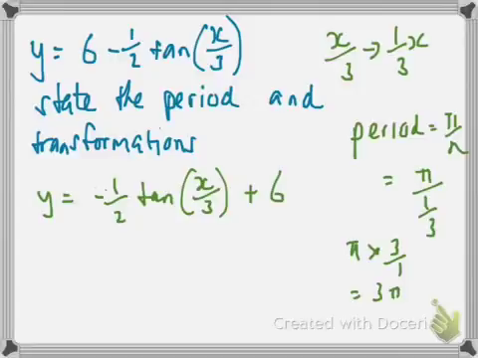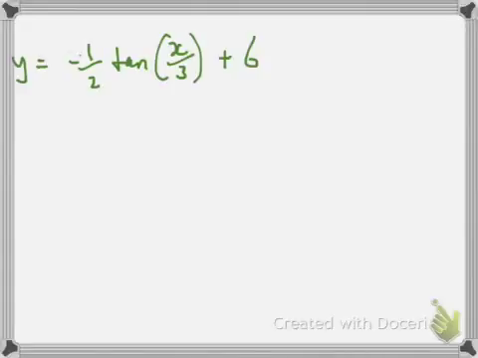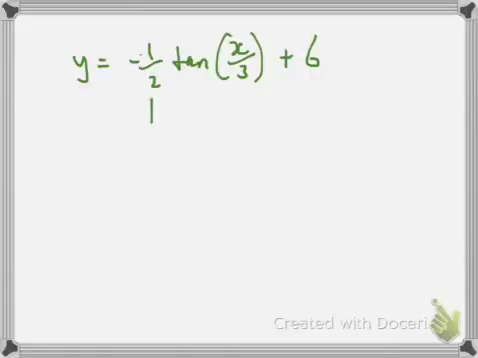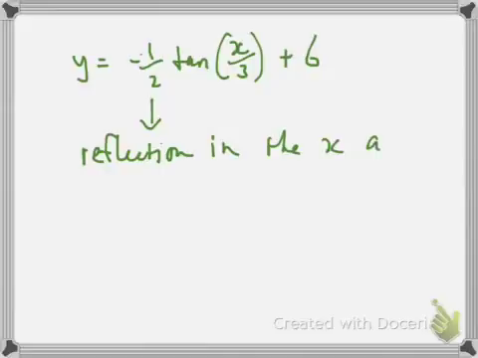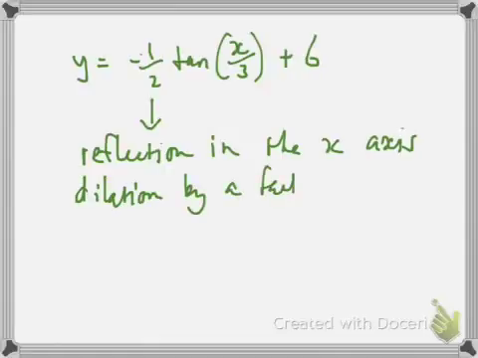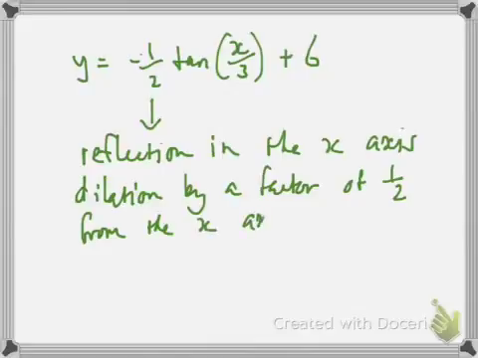What else have we got? I'll just copy this over to the next slide. Okay, so we've got a negative a half there. So two things are happening there. We've got a reflection in the x-axis. We've got a dilation by a factor of a half from the x-axis.